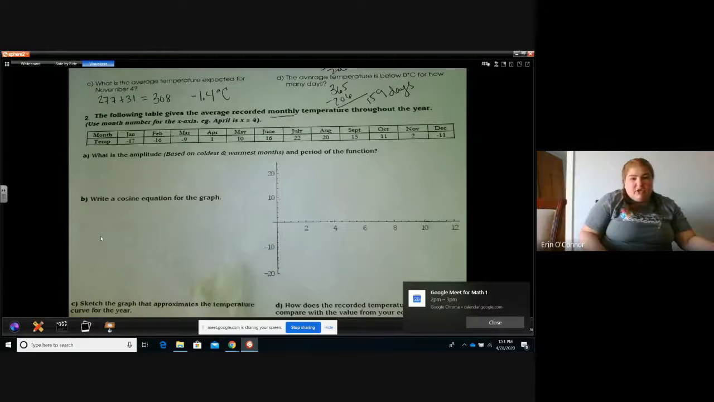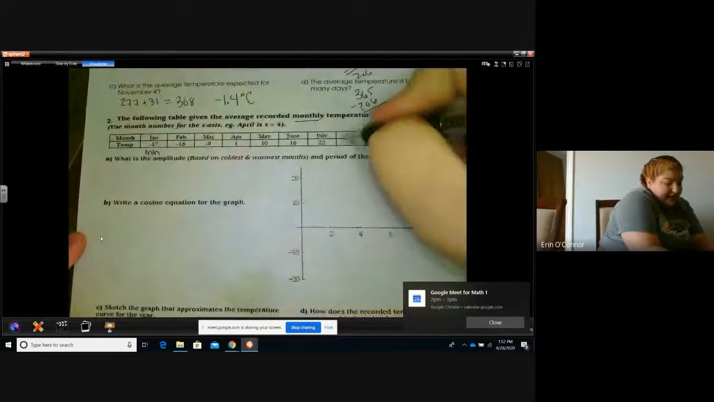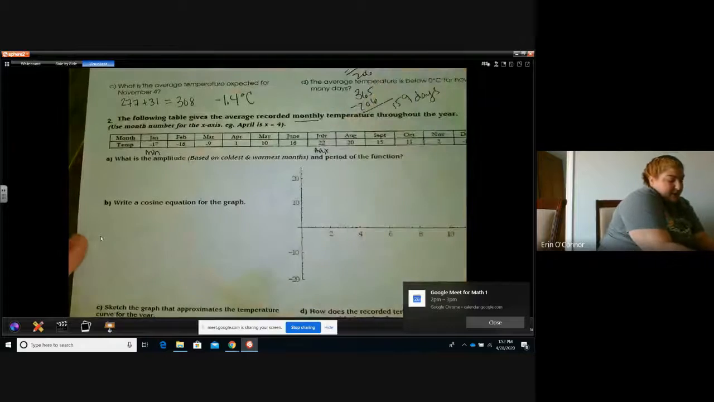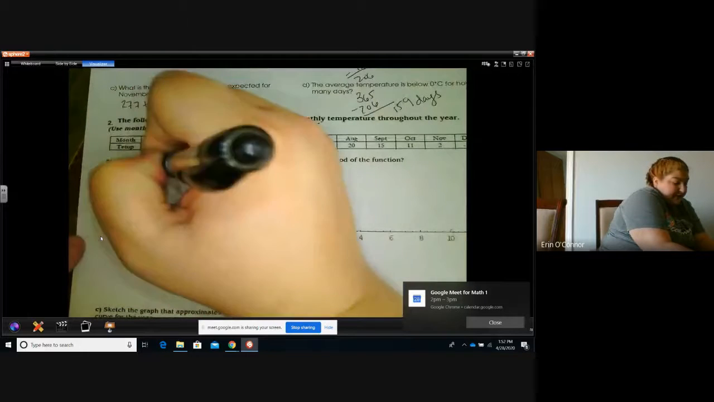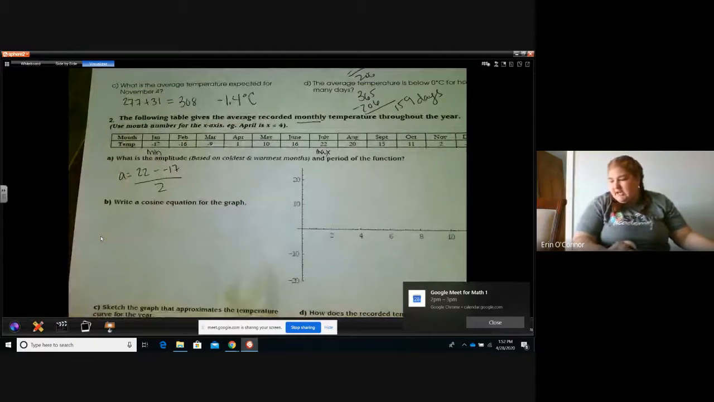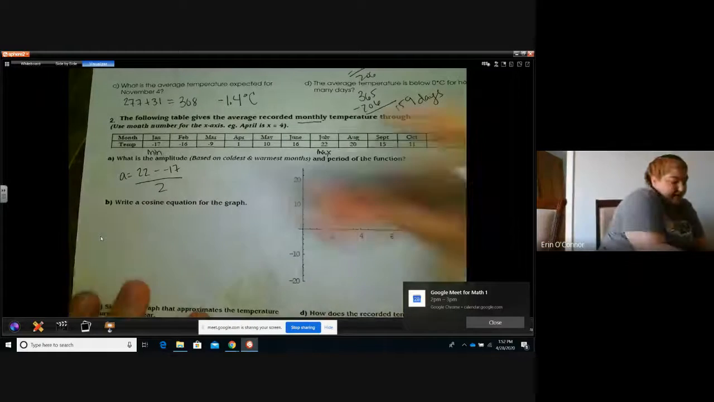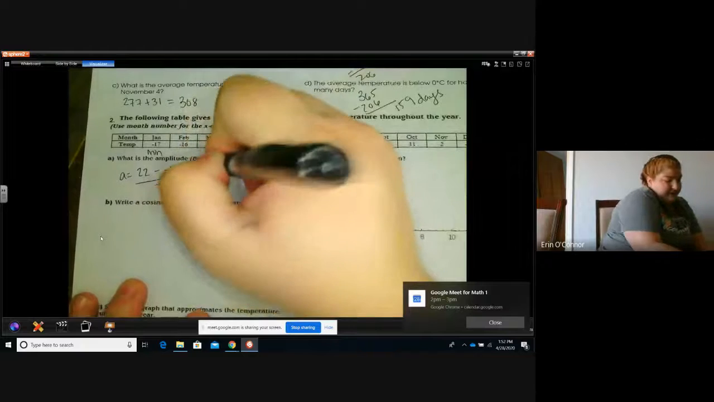So let's look at this. The coldest month is negative 16. So this is my minimum. The warmest month is July, and that's my maximum. So my amplitude is 22 minus negative 17 over 2. 22 plus 17 is 39 divided by 2 is 19.5. So we'll have 19.5 as our amplitude.